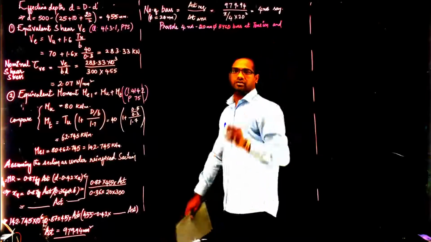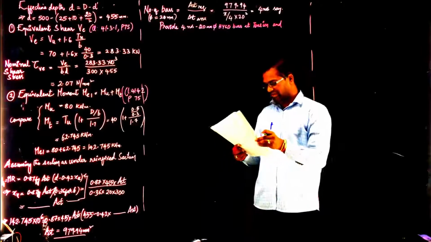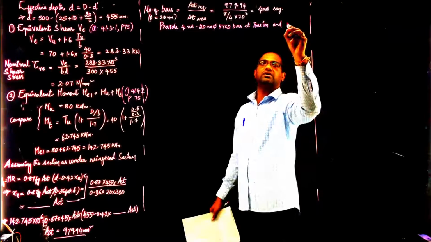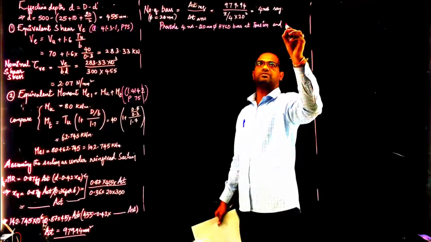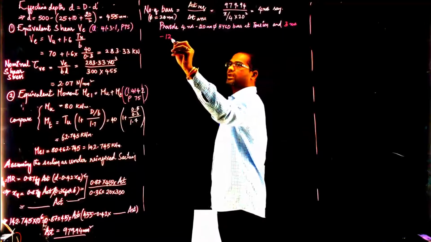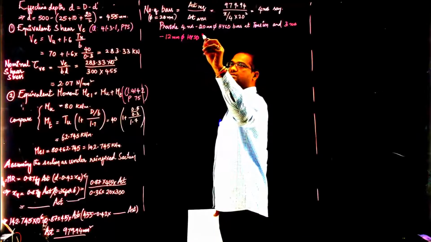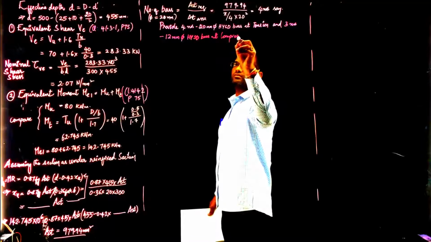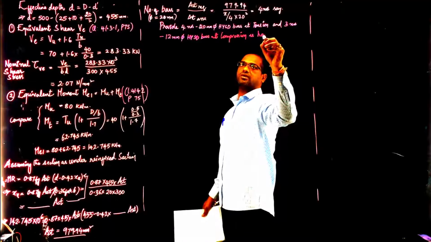And now you cannot just provide 4 numbers at the bottom, you need to provide some kind of hanger bars at the top side also, right? So let us provide 3 numbers of 12 mm dia HYSD bars at compression as hanger bars.